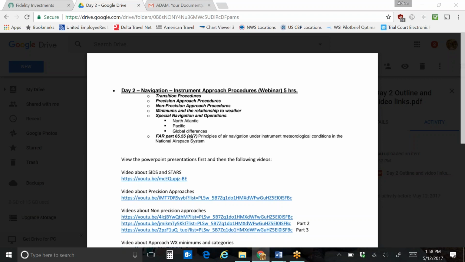It discusses that quite a bit in the PowerPoint, and there are two different PowerPoints. So watch both of those first and then watch the videos, but we'll have a lot of information on all of that in there.